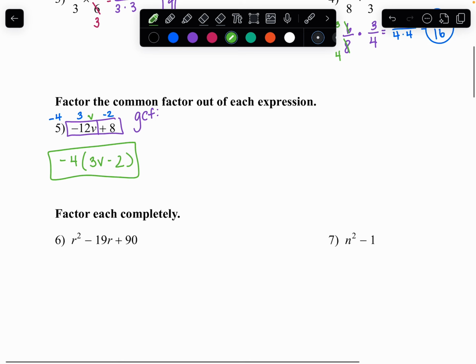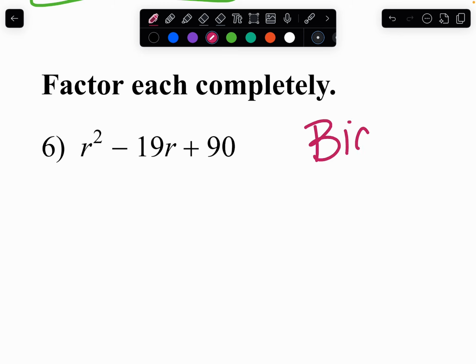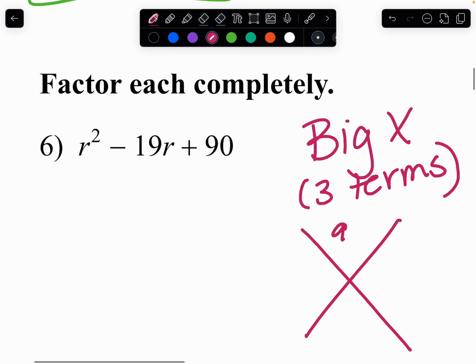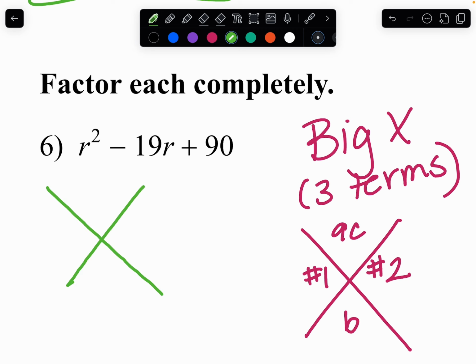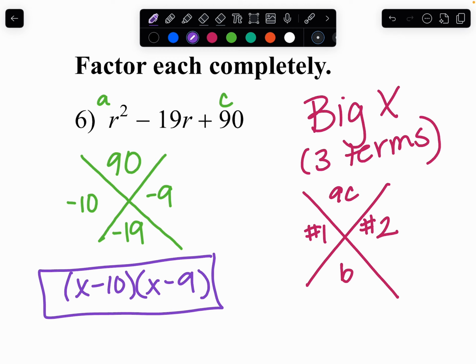The next 3 are just normal factoring. And so this is going to be your big X method because it is 3 terms. Remember, 3 terms. And so we're looking for A times C on the top, B on the bottom, and we're looking for our 2 numbers. And so A times C is 90 and B is negative 19, our 2 numbers are negative 10 and negative 9. And so we get to do that shortcut where we get x minus 10, x minus 9 as our factors. We're not solving because there's no equal sign.